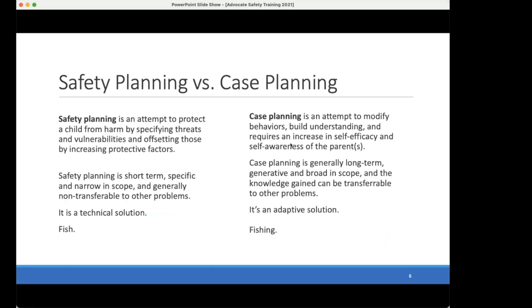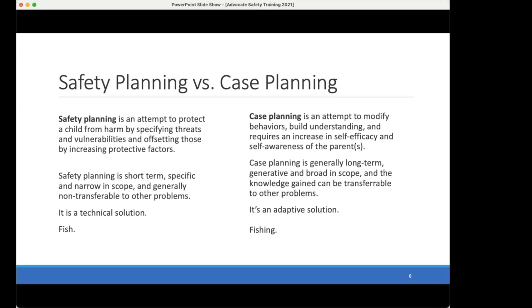Said another way, safety planning is an attempt to protect a child from harm by specifying threats and vulnerabilities and offsetting those by increasing protective factors. Safety planning is short-term, specific and narrow in scope, and generally non-transferable to other problems. It is a technical solution. We are just trying to prevent something bad from happening. Case planning, on the other hand, is an attempt to modify behaviors, build understanding, and requires an increase in self-efficacy and self-awareness of the parents. Case planning is generally long-term, generative, and broad in scope, and the knowledge gained can be transferable to other problems. It's an adaptive solution.